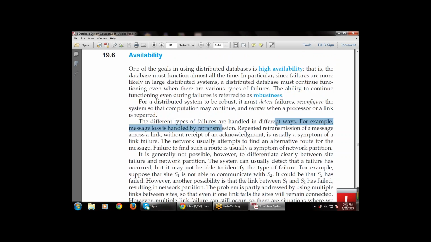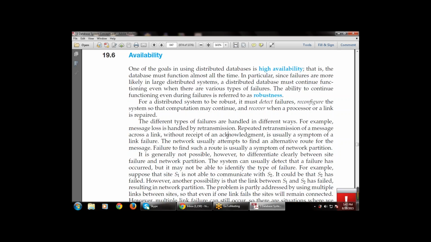Different types of failures are handled in different ways. For example, message loss is handled by retransmission. Repeated retransmission of a message across a link without receipt of acknowledgement is usually a symptom of link failure. The network usually attempts to find an alternative route for the message, and failure to find such a route is usually a symptom of network partitioning.